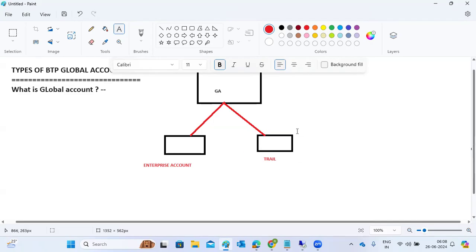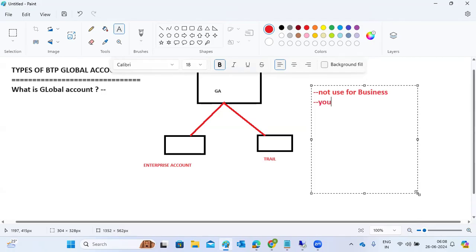Let's start by discussing the trial account first. The trial account has some limitations. Trial accounts are free accounts. You can use them, but you should not use them for business purposes. You cannot use it for business purposes here.